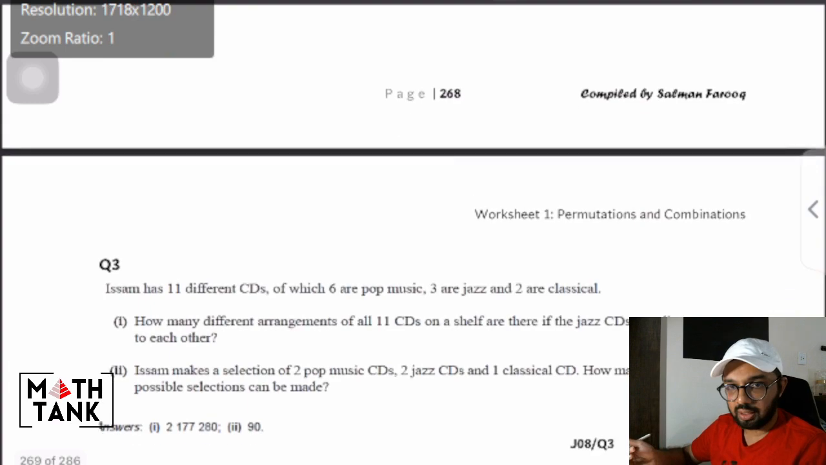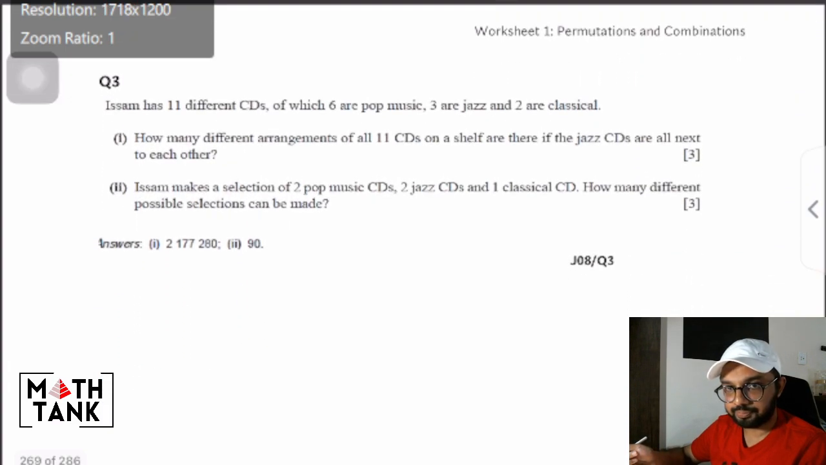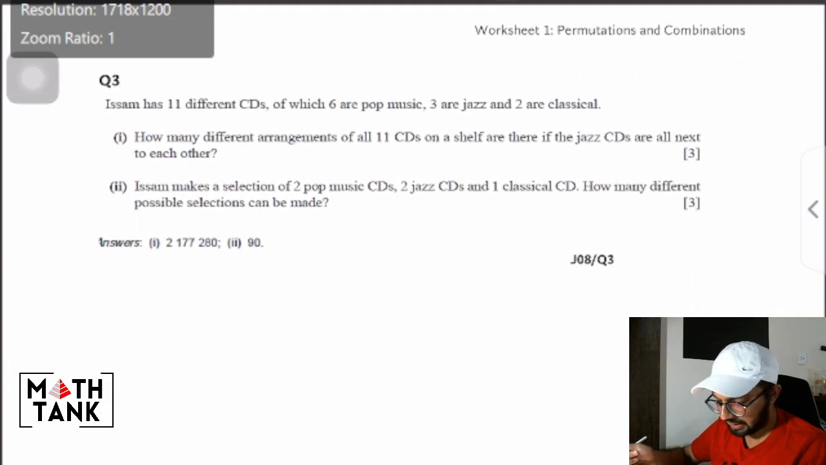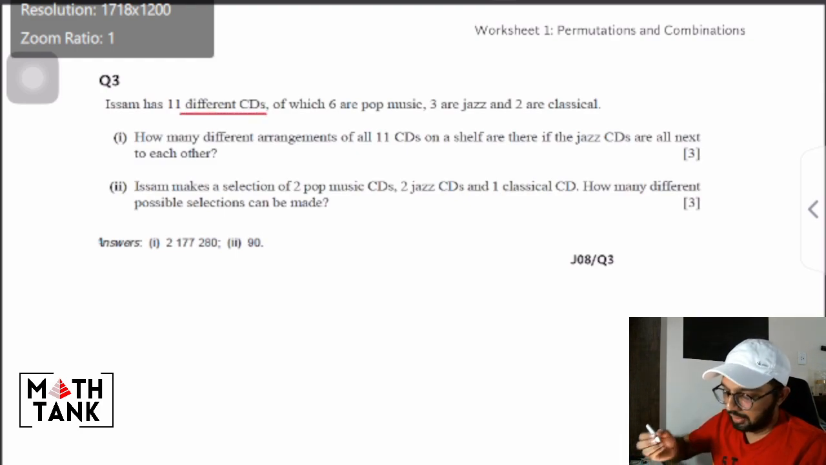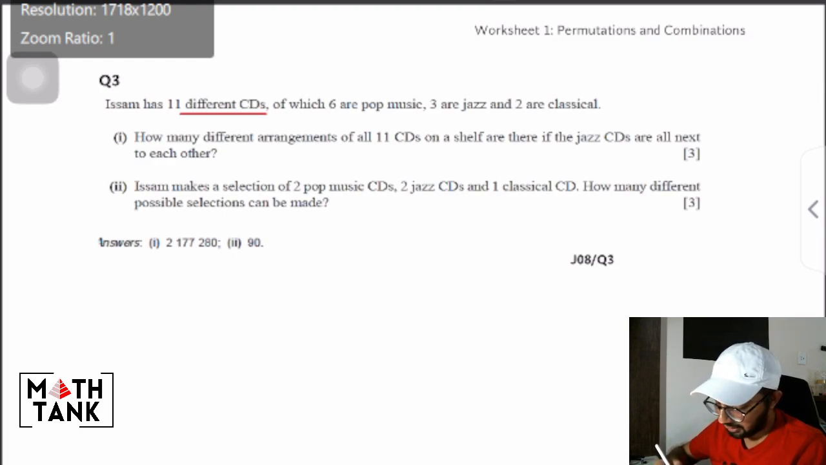Question number 3. It says Assam has 11 different CDs, of which 6 are pop music, 3 are jazz, and 2 are classical. How many different arrangements of all 11 CDs on a shelf are there if the jazz CDs are all next to each other? What I first need to notice is that I'm talking about different CDs, so they are no longer identical. Of which 6 are pop, 3 are jazz, and 2 are classical. So I have a total of 11. How many different arrangements if the jazz CDs are all together?